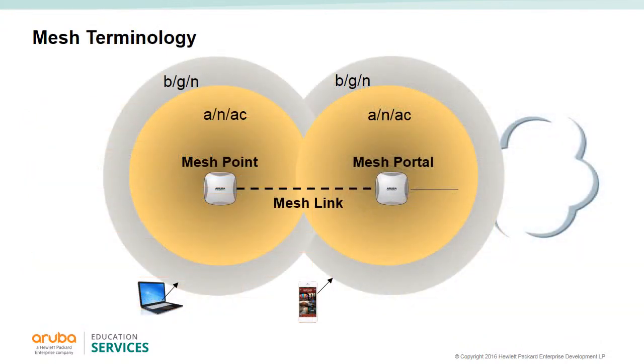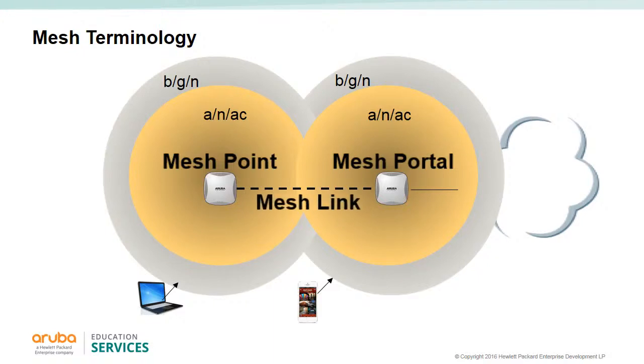To understand mesh, let's first define the terminology. A mesh portal is an IAP that has a wired uplink into the network. A mesh point is an IAP that is not wired into the network, but it is using a radio link to the mesh portal as an uplink to the network. This radio uplink is called a mesh link.